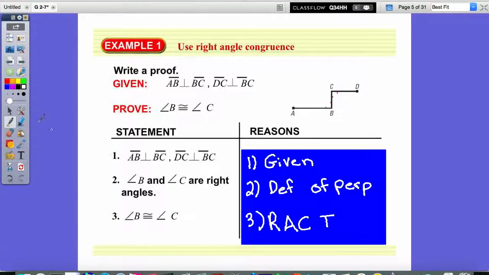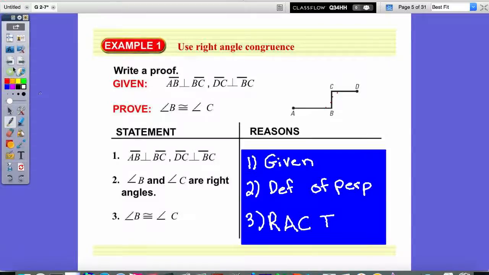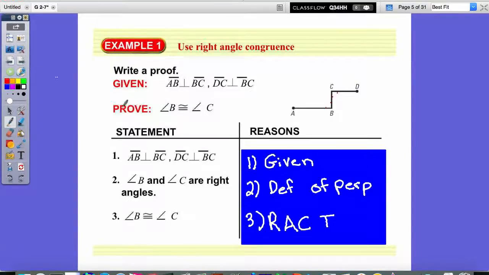Then, from there, I could have then said, since the measure of angle B is equal to the measure of angle C, that angle B is congruent to angle C through the definition of congruence. So I would have had these first 2 steps, and then I would have had definition of a right angle, transitive property of equality, definition of congruence. So instead of these 3 steps, I'm able to use right angle congruence theorem, and I save myself steps.